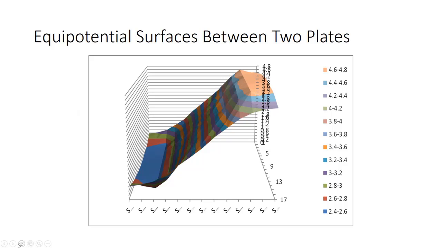This is an example of a two-dimensional surface that we did. The voltage is on the vertical axis, and the position is on the plane on the bottom. There is an x-axis along here, there's a y-axis along here, and this is color-coded.